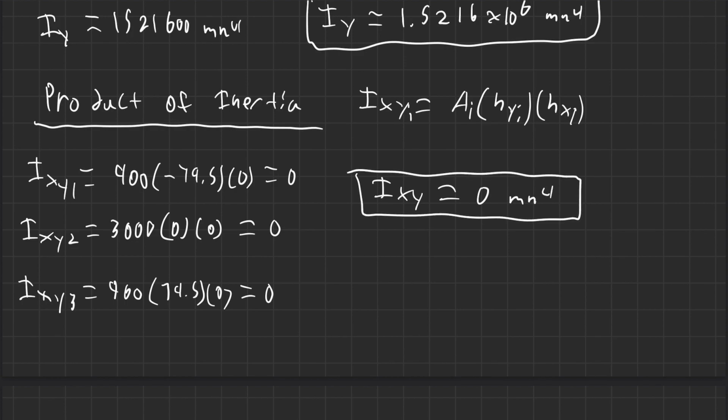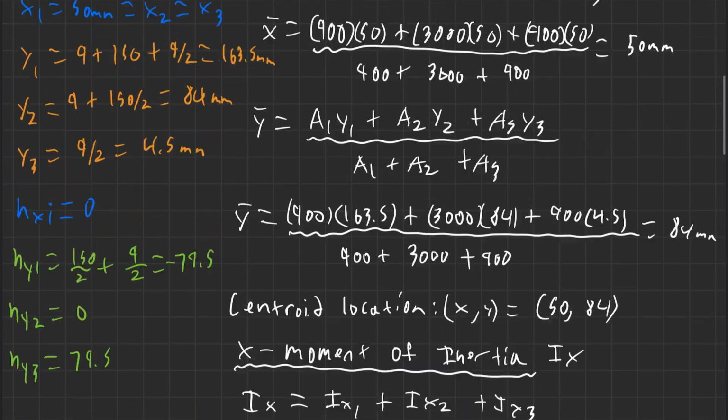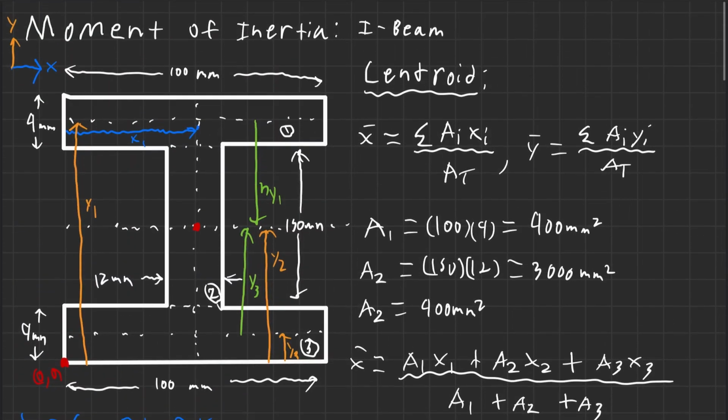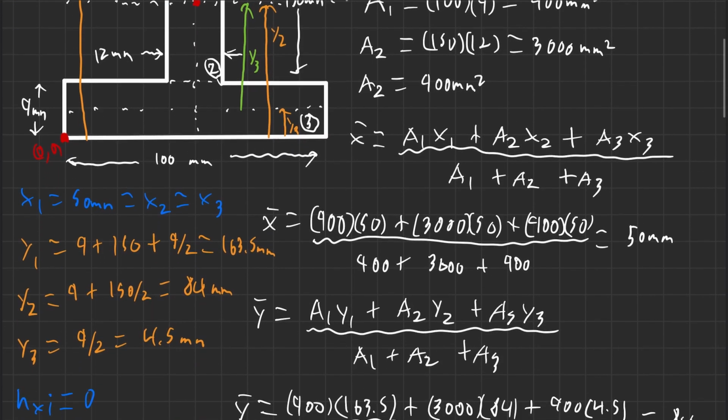And guys, that is how you calculate the moment of inertia and the product of inertia for the x and y axis of an I-beam. If there's any questions, please feel free to comment and ask. I will do my best to get to them.